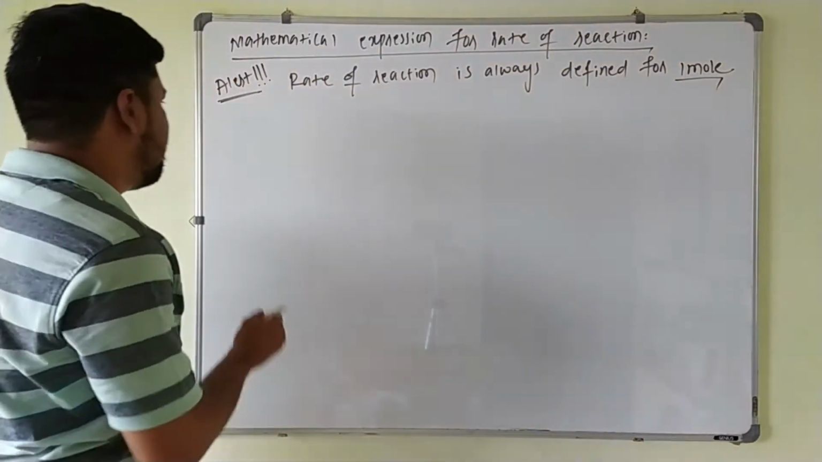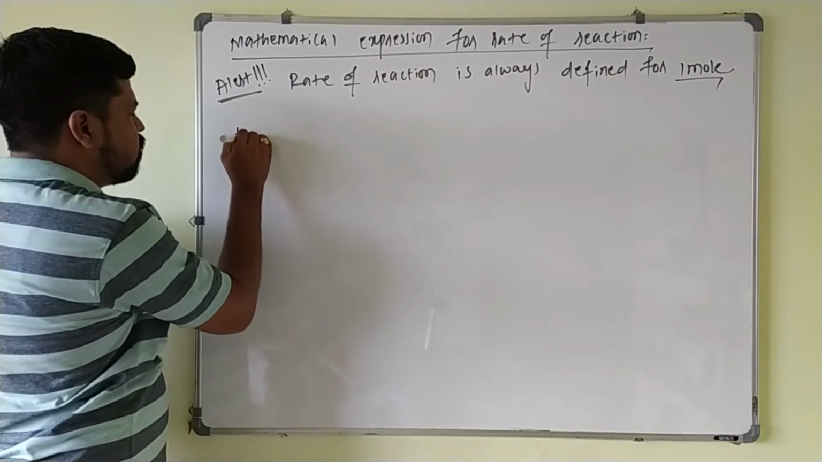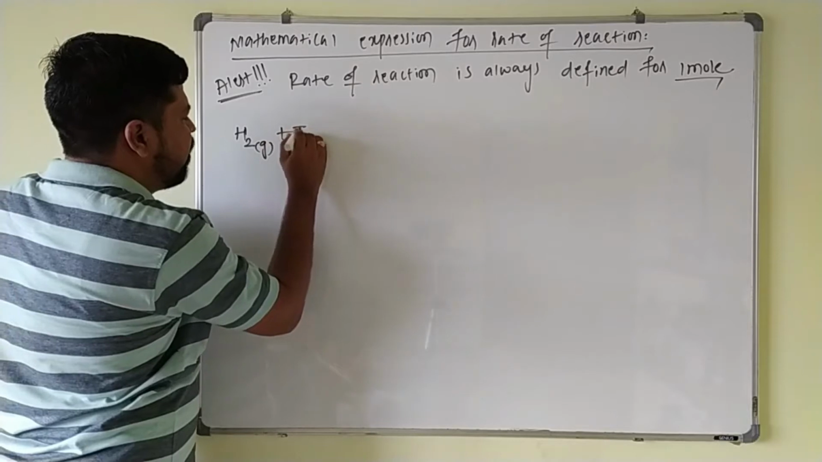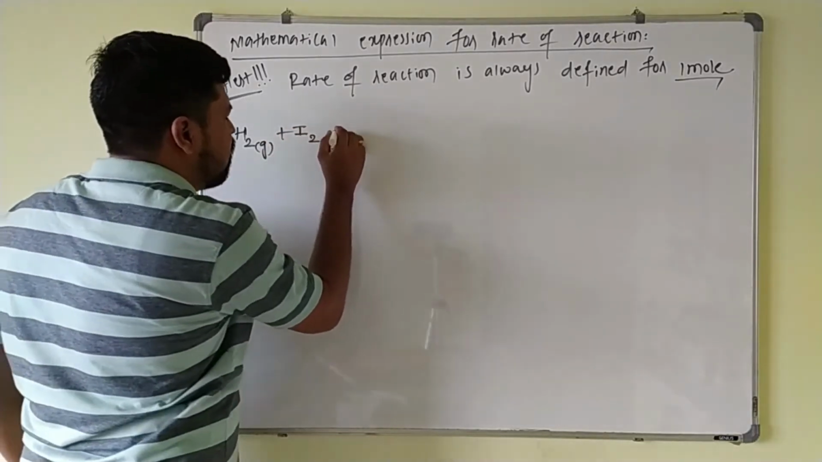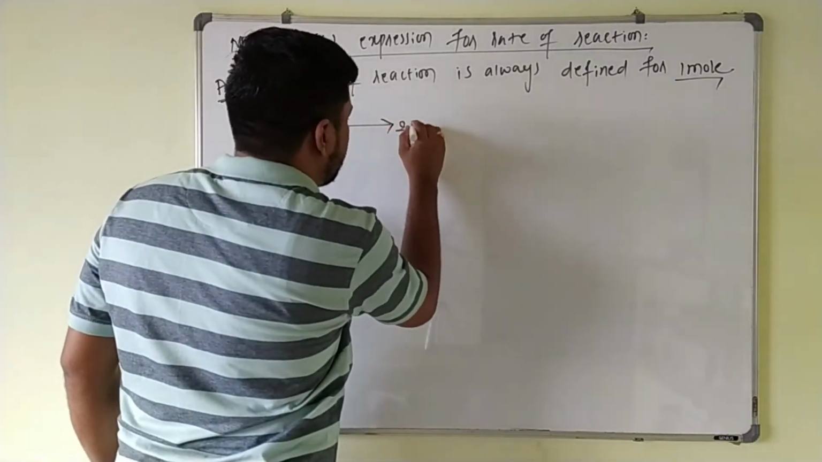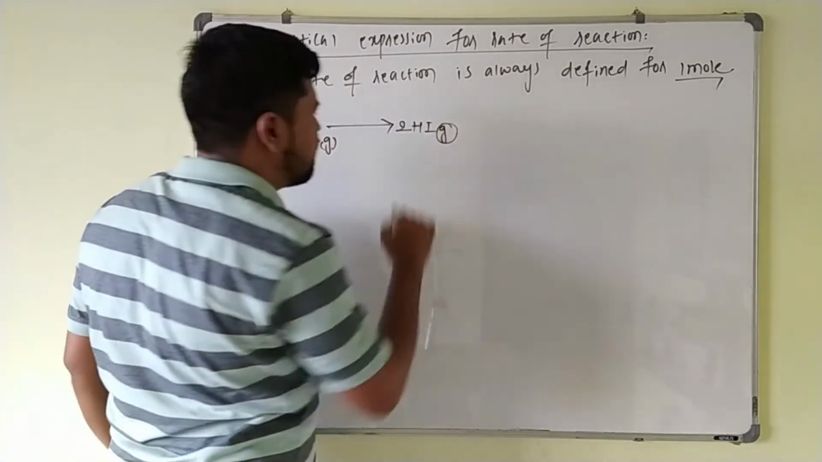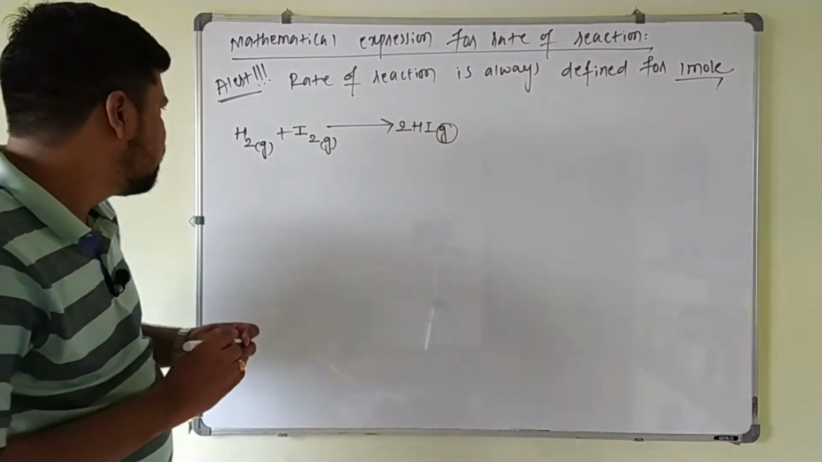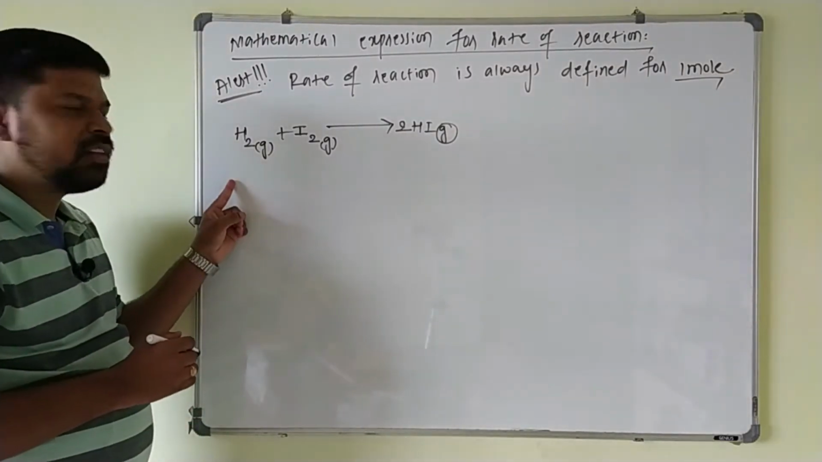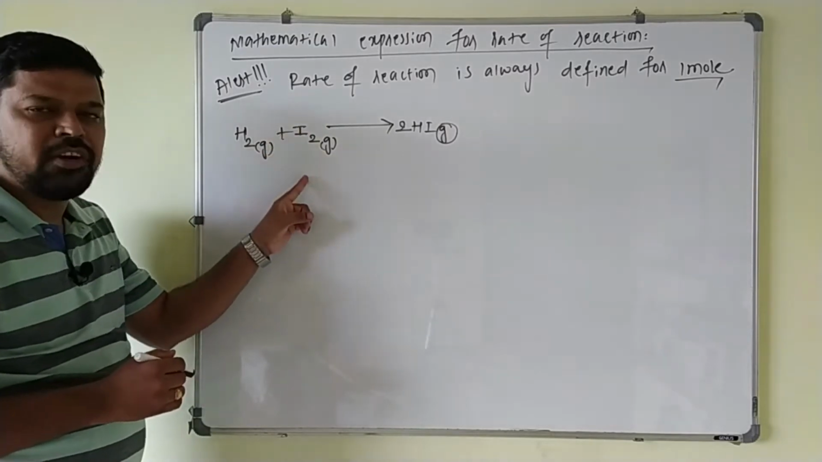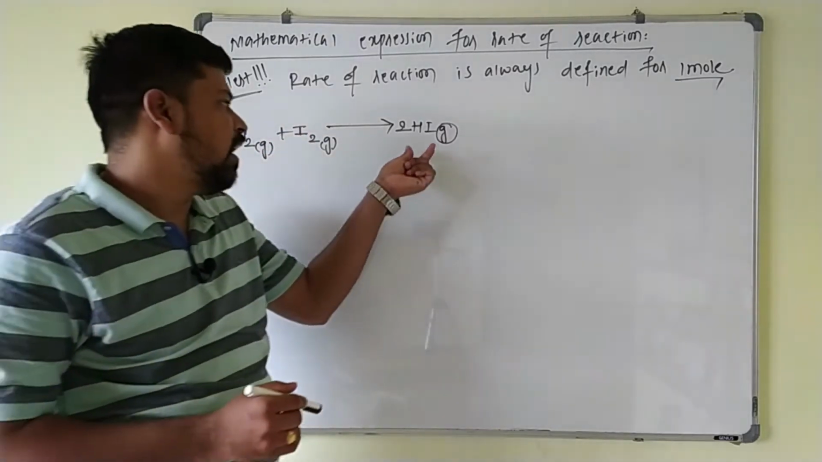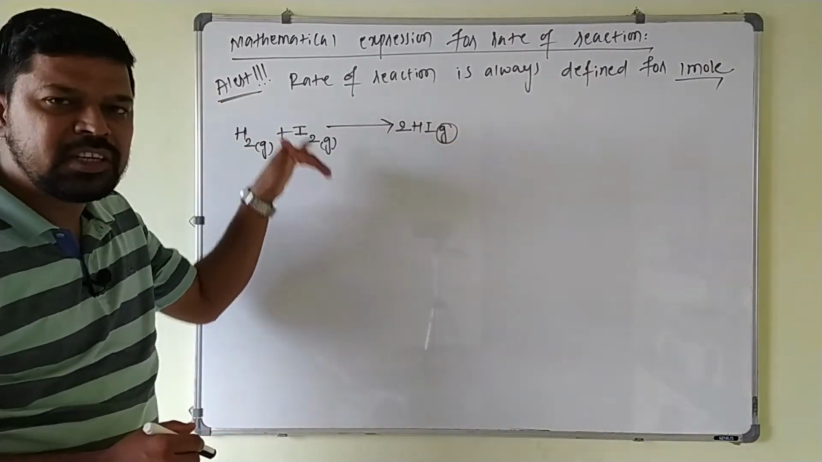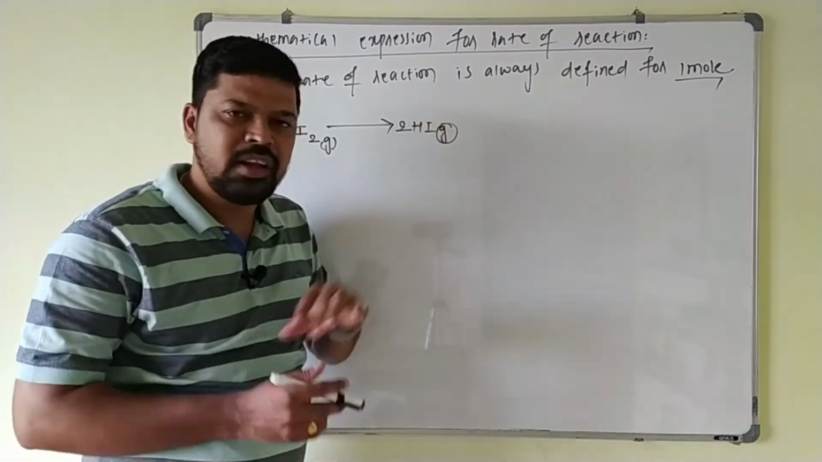For example, if I take a reaction, H2 gas combines with I2, this also gas, and this is giving 2 moles of HI here. So this also gas here. Okay. For this one, the rate of the reaction is written as what? In this one, the concentration of reactant, that is hydrogen, decreases, concentration of iodine also decreases here, and concentration of HI will increase here, because these two are reactants. Concentration of the reactant decreases and concentration of product increases.